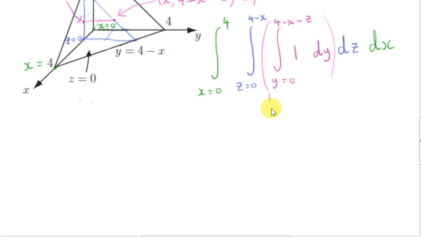Now I'll go through this quickly because I've covered it in previous videos. If we integrate 1 with respect to y, we get y, and if we plug in the limits here, we'll end up with just 4 minus x minus z.